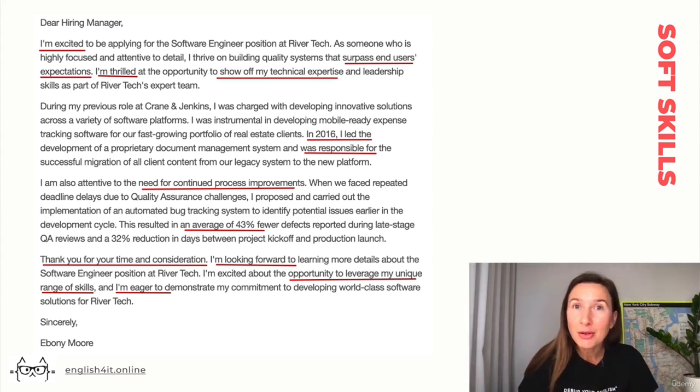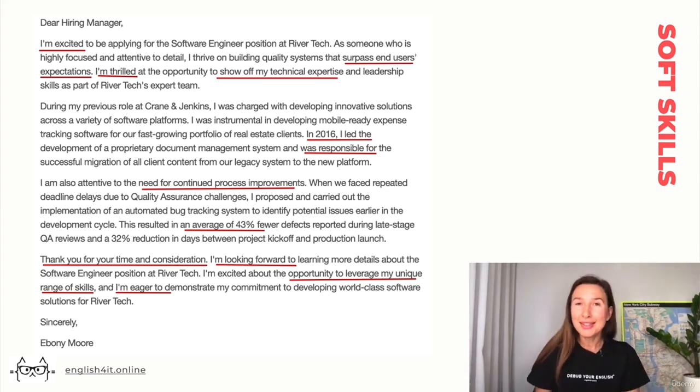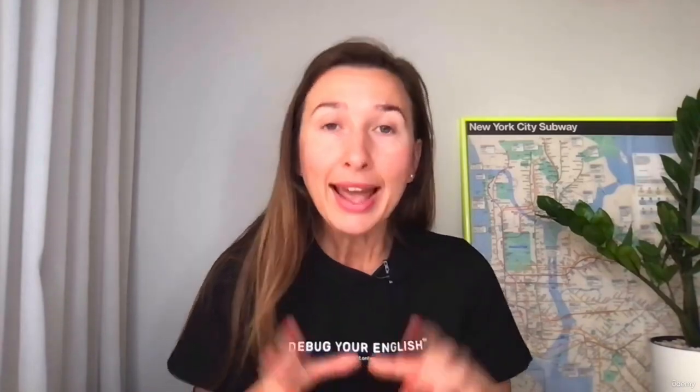Now it's time to get down to practice, to get down to business. Use this template and write your cover letter. But first, remember that you write a cover letter for a certain job role, right? So that is why I want you to find a job that you might be interested in applying for and write a cover letter for this particular job.